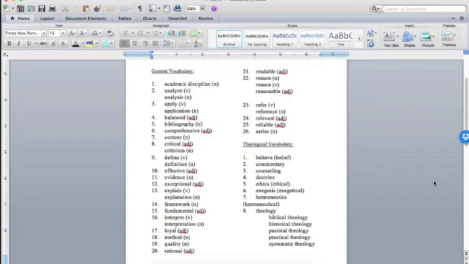Theological vocabulary. 1, belief. I believe in God the Father, maker of heaven and earth.